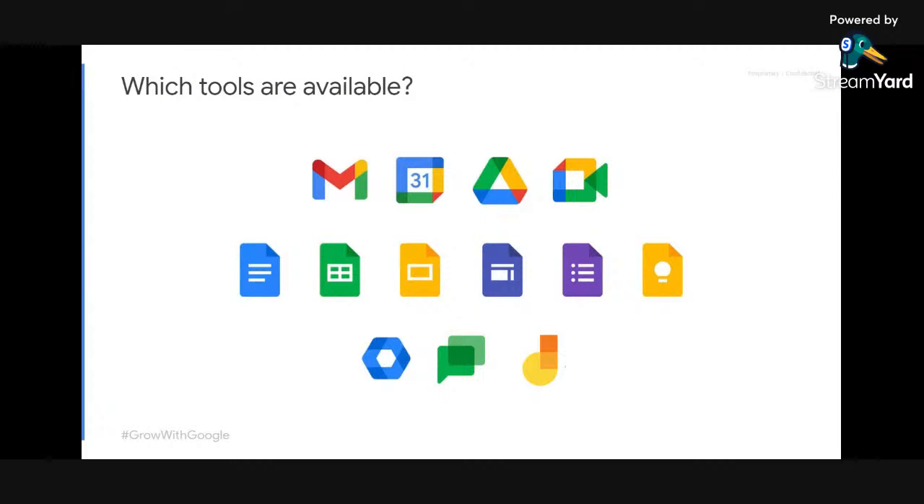Now, the following tools are available as part of Google Workspace, and these include Google Docs, Gmail, Calendar, Drive, Meet, Keep, Chat, Jamboard, Admin Console, Sheets, Slides, Sites, and last but not least, Google Forms. So now that we know which tools are available, let's check out the core functionality of Google Workspace.